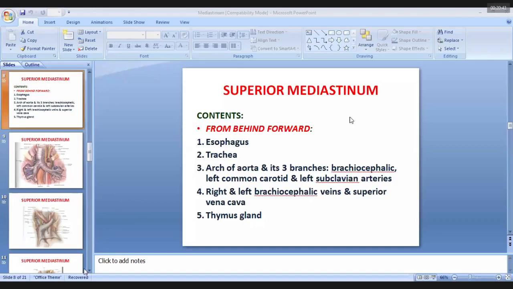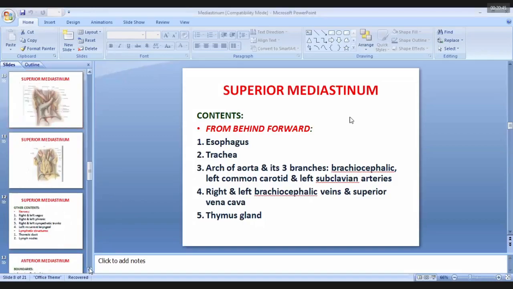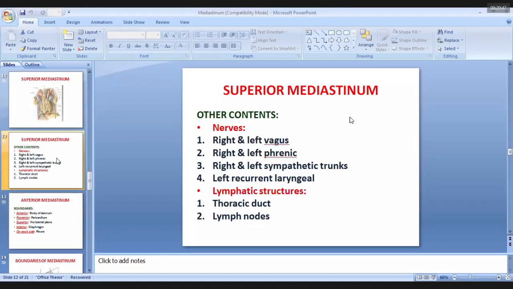The other contents of the superior mediastinum are the nerves, the right and the left vagus nerves, right and left phrenic nerves, the sympathetic trunks on the right and the left side, and the left recurrent laryngeal nerve, that is one of the branches of the left vagus. In the lymphatic structures, the thoracic duct and the superior mediastinal group of lymph nodes. These are all the contents of the superior mediastinum.